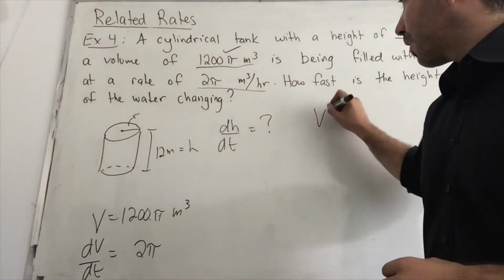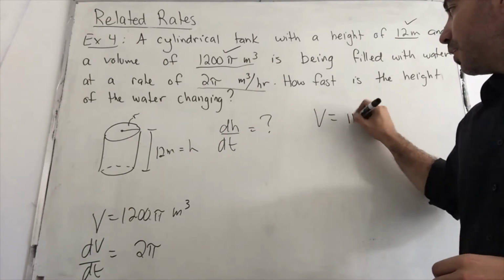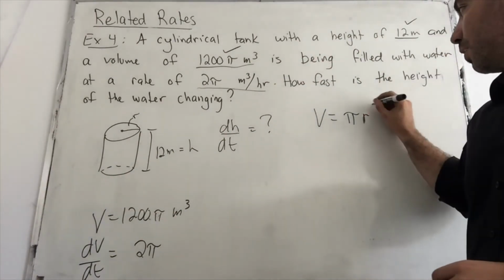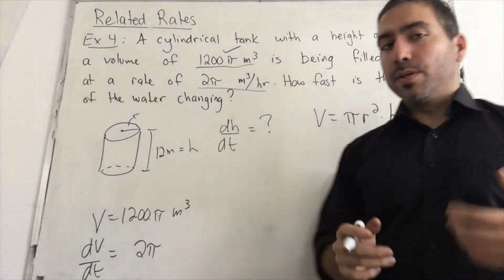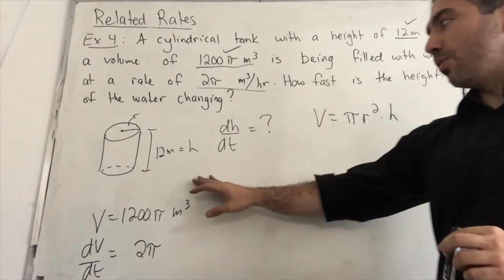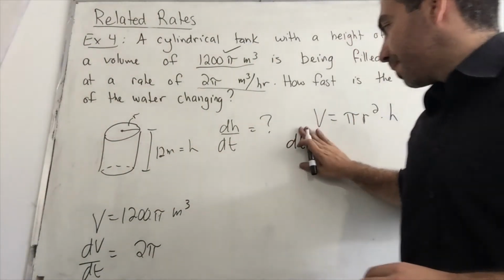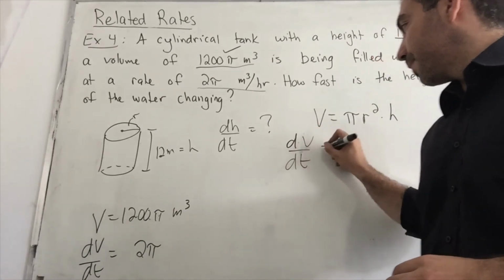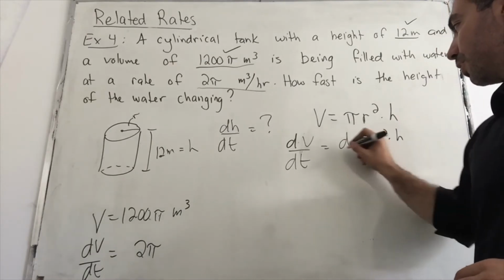So the volume of a cylinder is area of the base times height. The base is a circle, so area of the base is pi r squared times the height, h. Next, what we do is right away we take the derivative. Again, don't substitute the variables at this stage. Take the derivative first. So the derivative of V divided by dt is equal to the derivative of pi r squared times h with respect to t.